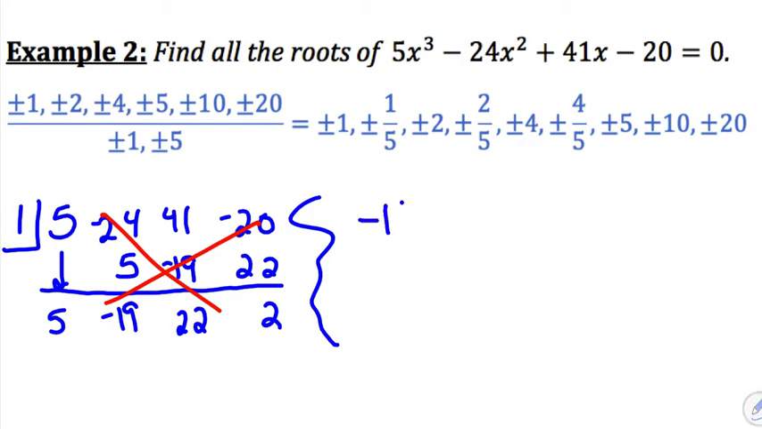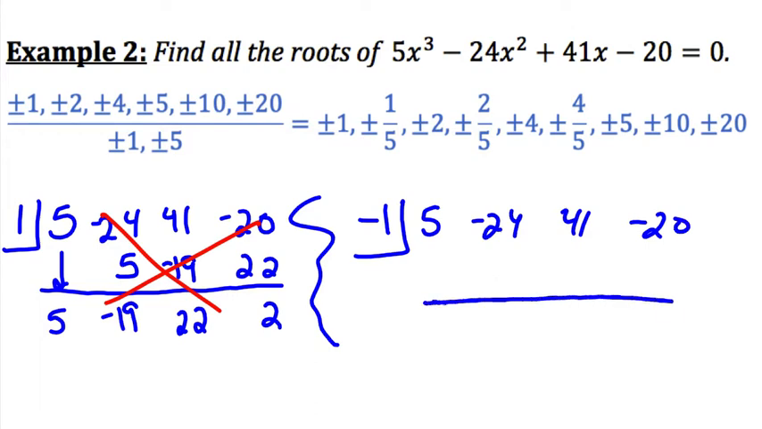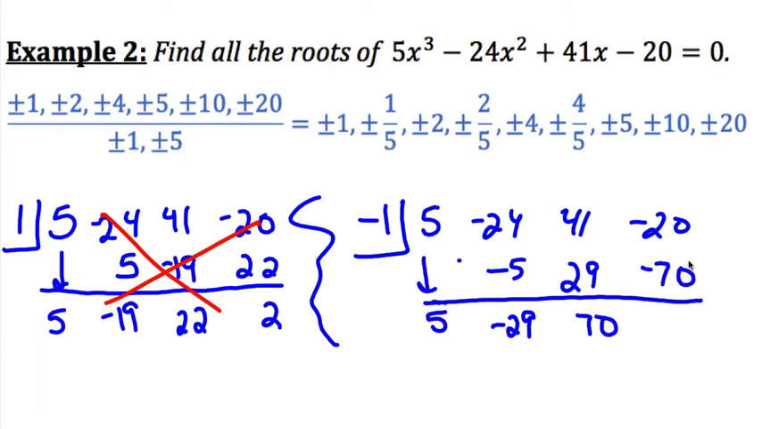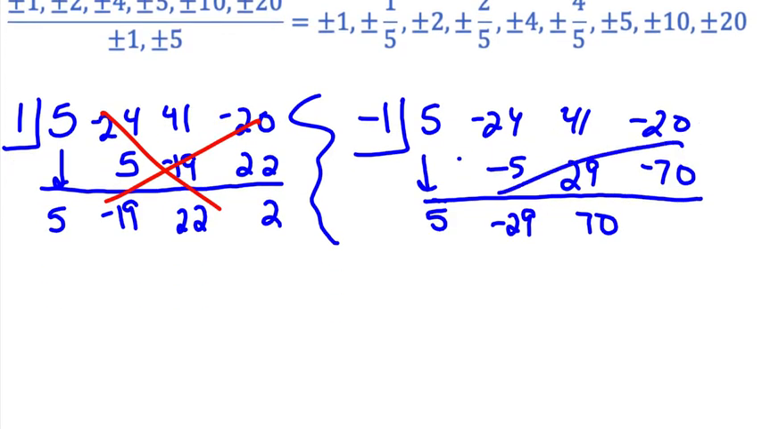So if we go on to negative 1, let's see what we get here. 5, negative 24, 41, negative 20. Bring the 5 down. 5 times negative 1, negative 5. So we get negative 29. Negative 29 times negative 1 is going to give us a positive 29. 41 and 29 is going to give us 70. Times negative 1 is negative 70. No way we're getting a 0 there, so I'm done. Moving on. That one's out.